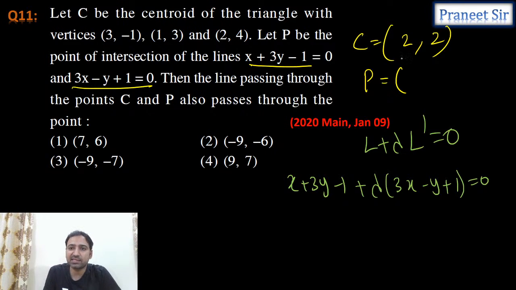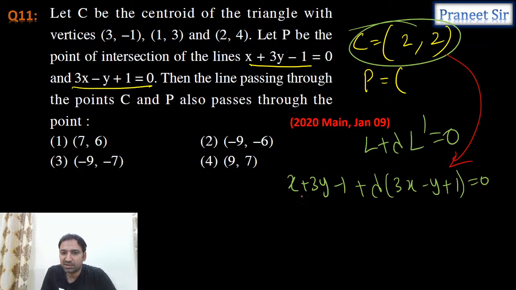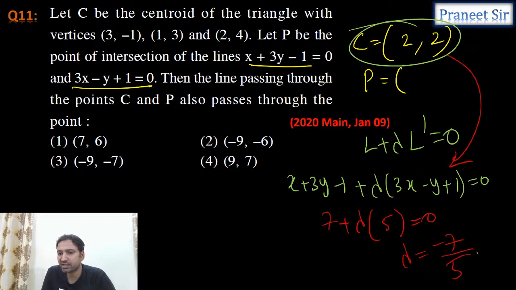But the required line passes through this point also. Substitute this point here. When we substitute 2 comma 2 here, so 2 plus 6 minus 1, which is 7. 7 plus lambda into, now substitute 2 here, 6 minus 2, 4, 4 plus 1, 5. 5 equals 0. Okay, the lambda value we calculated as minus 7 by 5.